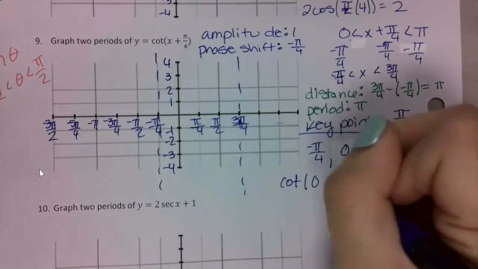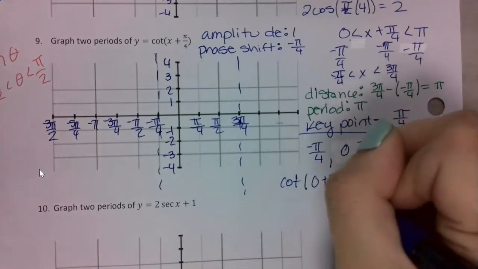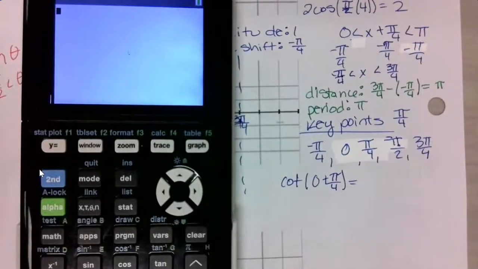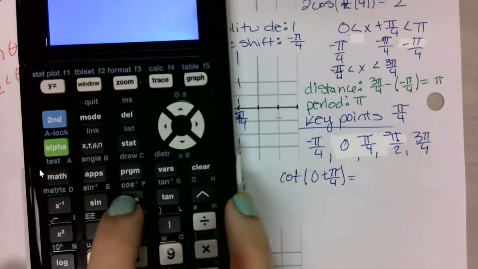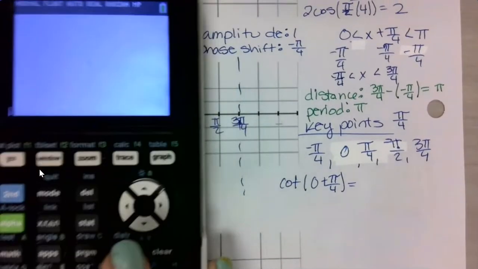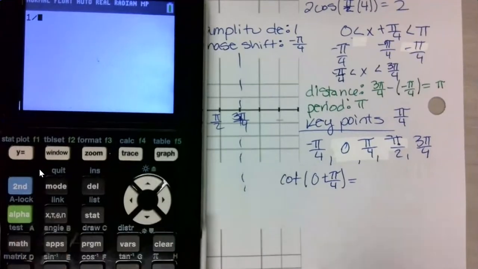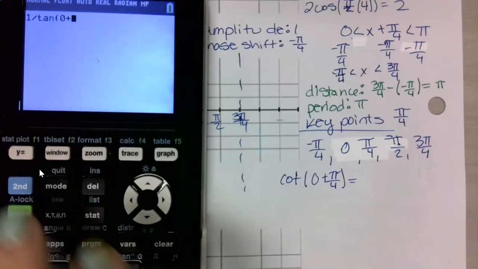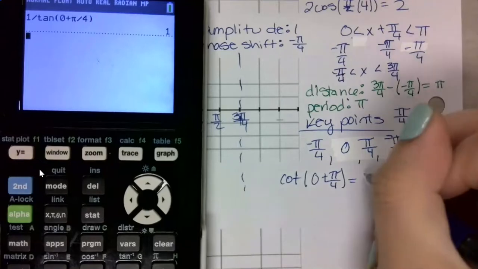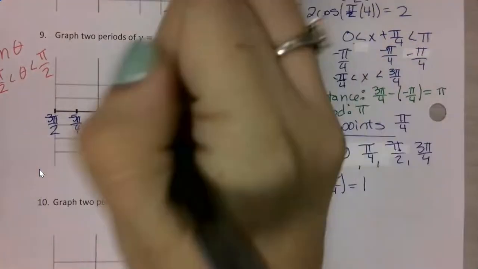I'm plugging in 0 first. I can't type in cotangent. There's no cotangent button. Remember, inverse tangent means find the angle, not find the reciprocal. So to do this, I'm going to do 1 divided by, because my amplitude was 1, so whatever my amplitude is, my top number, tangent of 0 plus pi fourths, which gets me 1. So I plugged in 0 to get 1.